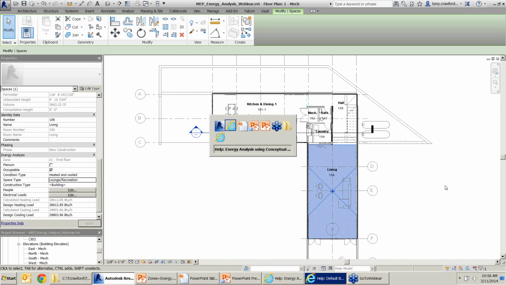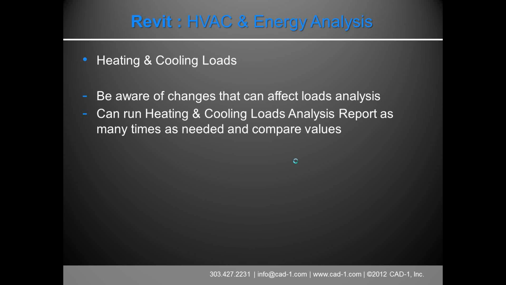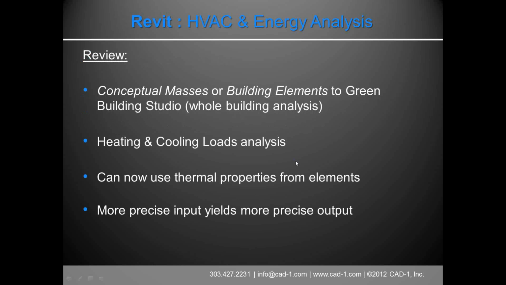And let me go back to my slides for a second. So, a quick review. I put it down as three ways. You could call it two ways. I'm sure you could divide it into four or five different methods. But conceptual masses, which are just the big, gross blocks with glazing, with floors on them, can be exported to Green Building Studio. You can also do your building elements, the specific walls, doors, floors, roofs for your building. Materials, etc. And now with 2014, you can use the materials with that.